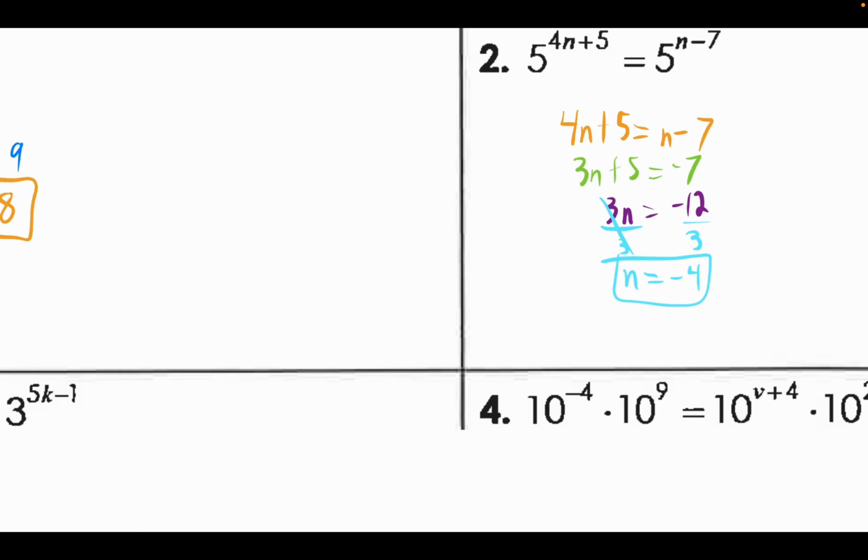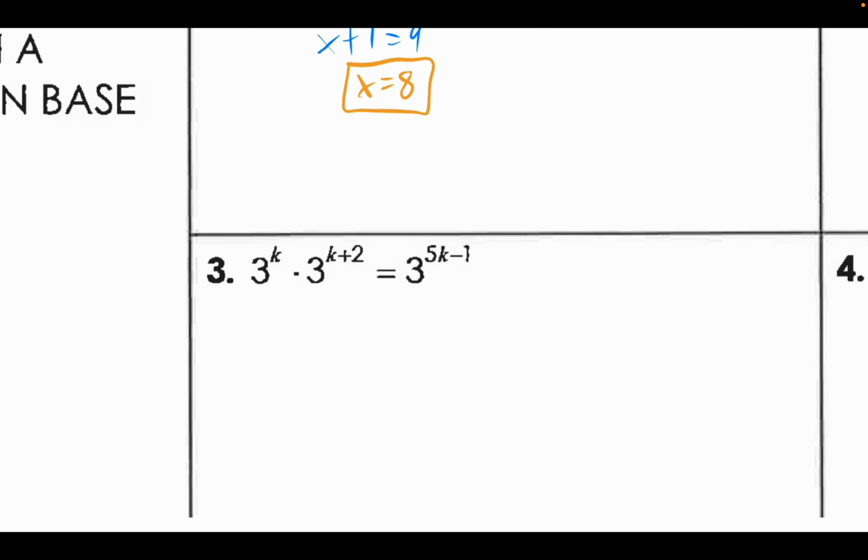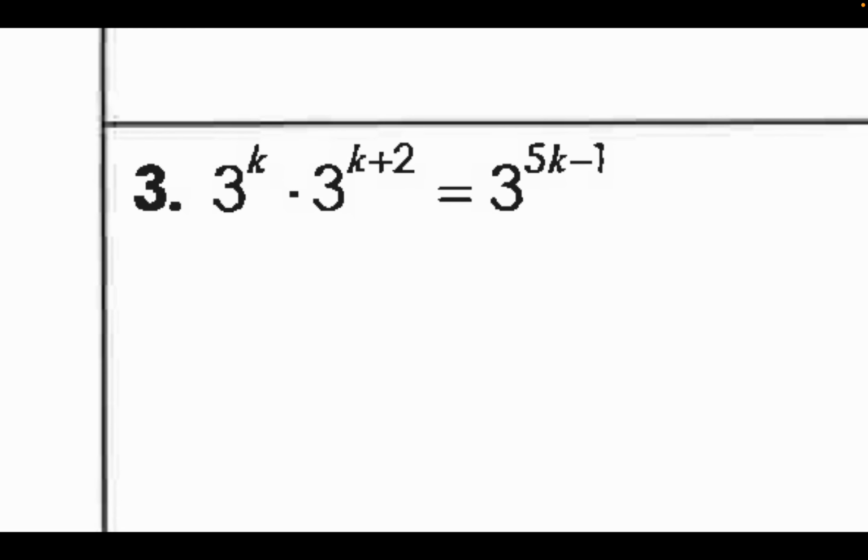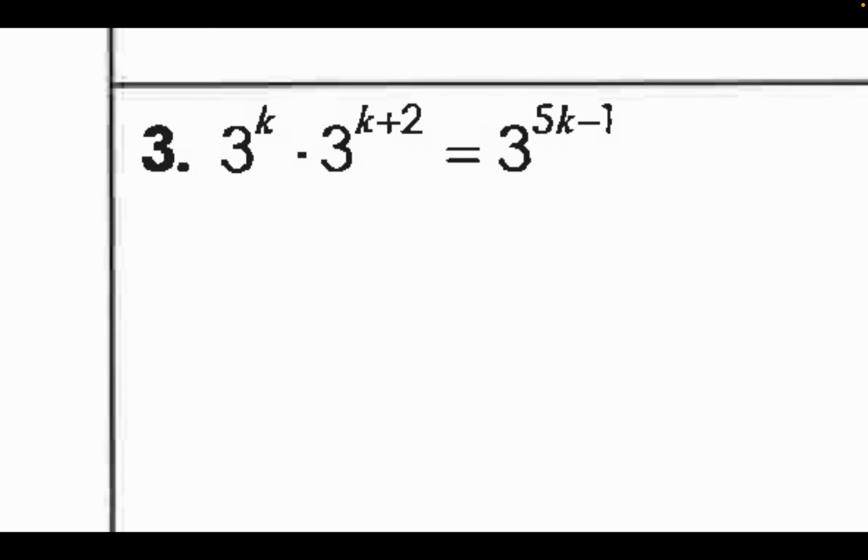Now move on to number 3. On number 3, we have a little bit more going on, but they're all still the base of 3. So there's a couple different ways you can approach this problem, and they're really both approaching it in the same way, just two different ways of thinking about it more than anything else. So since these are multiplying with the same base, that means you add the exponents.